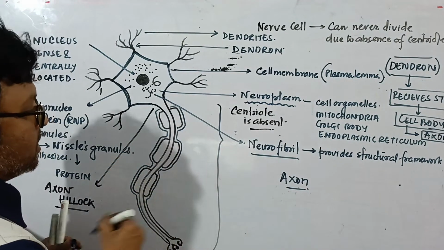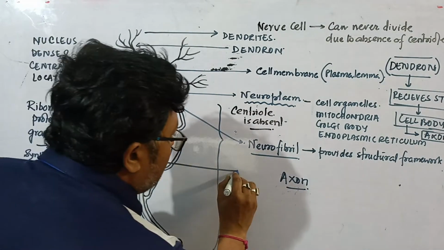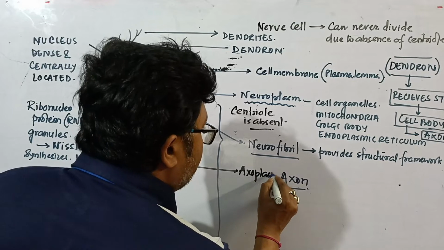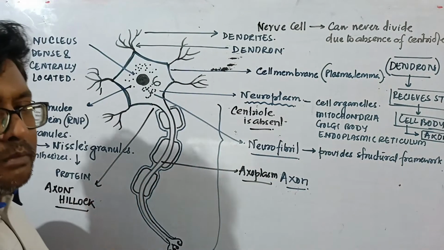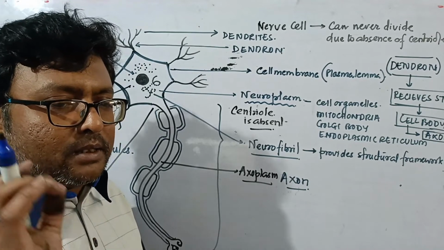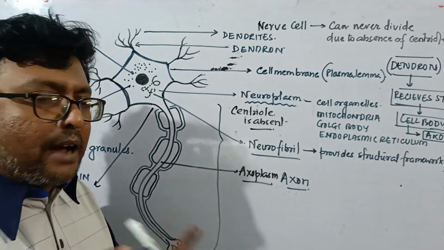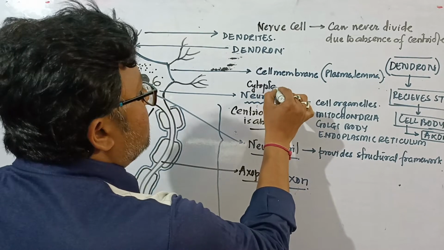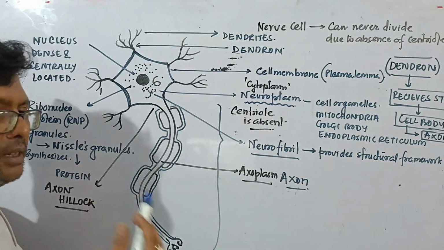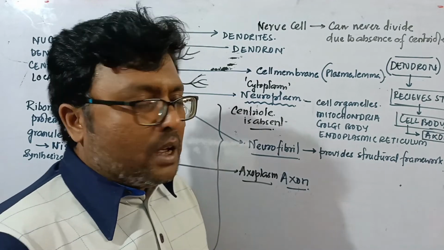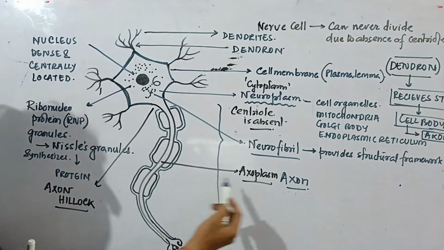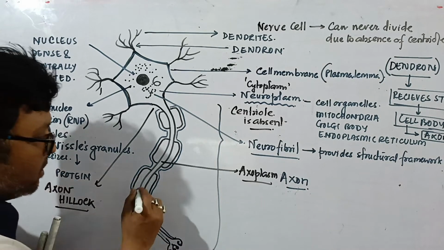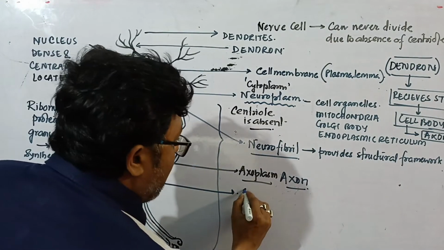Now within the axon, the cytoplasm is known as axoplasm. Look, it is very simple. Within this axon we see cytoplasm, and basically this cytoplasm is known as what? Axoplasm. What do we call the cytoplasm within the cell body? Basically it is known as neuroplasm. So it is not different. It is generally named according to its location. Within the cell body it is neuroplasm, and within the axon it is called axoplasm. Now this axoplasm is generally covered by a membrane. It is known as axolemma.